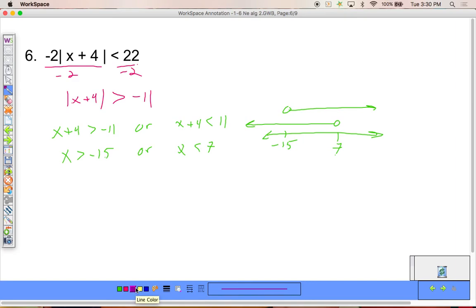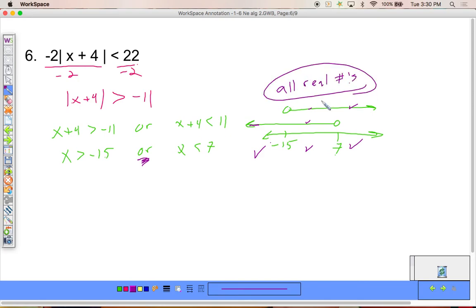All right, so, went quick, pause it when you need to. This is what I get. Now, for an "or" statement, I need to know the areas that will satisfy at least one. Over here on the left, satisfies x is less than 7. In the middle, it works at both. On the right, x is greater than negative 15. So for this one, since all my numbers are satisfied, I can pick anything I want. We're going to say this one has all real numbers.